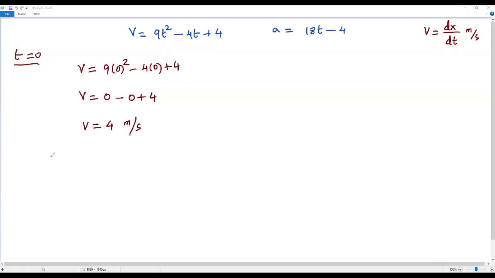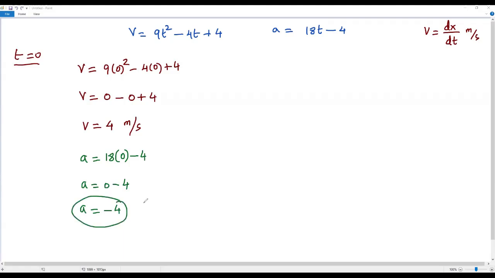Okay, now let's find the acceleration when time t equals 0. For that, we have to plug t equals 0 into the acceleration function. Okay, let me do it over here. That is a equals 18 times 0, negative 4. Then I'm getting a equals 18 times 0 is 0, negative 4. Finally, a equals negative 4.